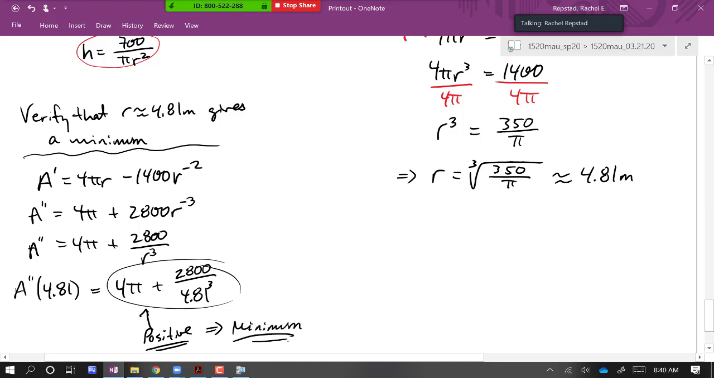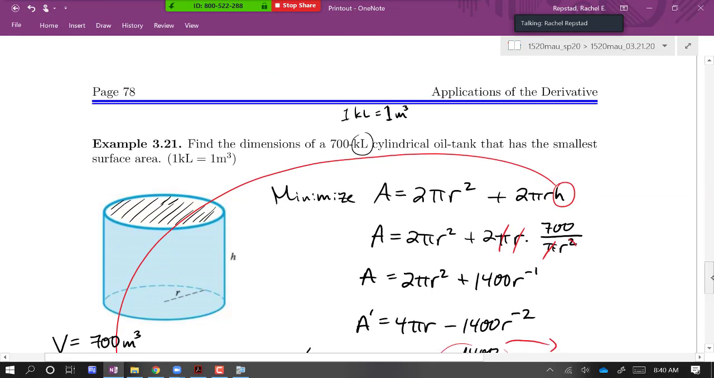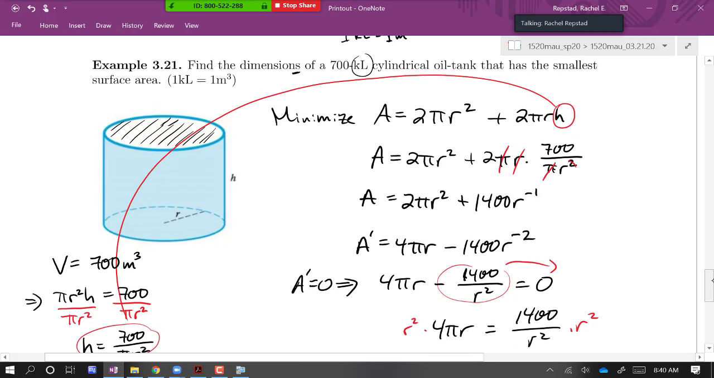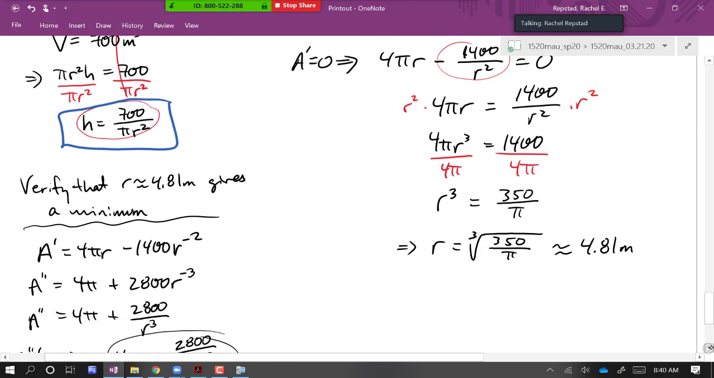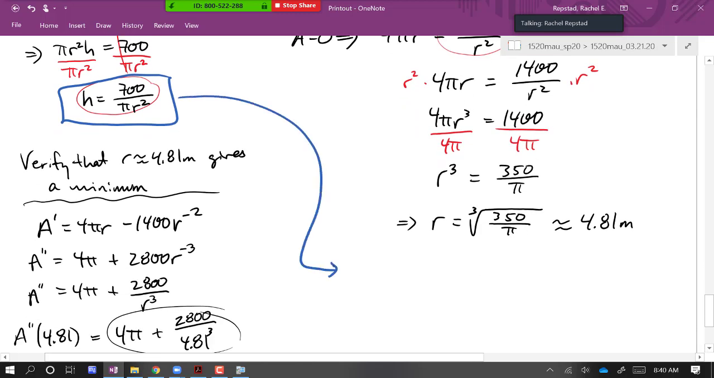And the last bit of this problem is making sure that we've answered the question that was asked. So they asked for the dimensions, I think. Find the dimensions, plural. So we found the radius. That means we also need to find the height. But look, we've already got height in terms of radius here. So I'm just going to take that, use it to find the height of the cylinder.